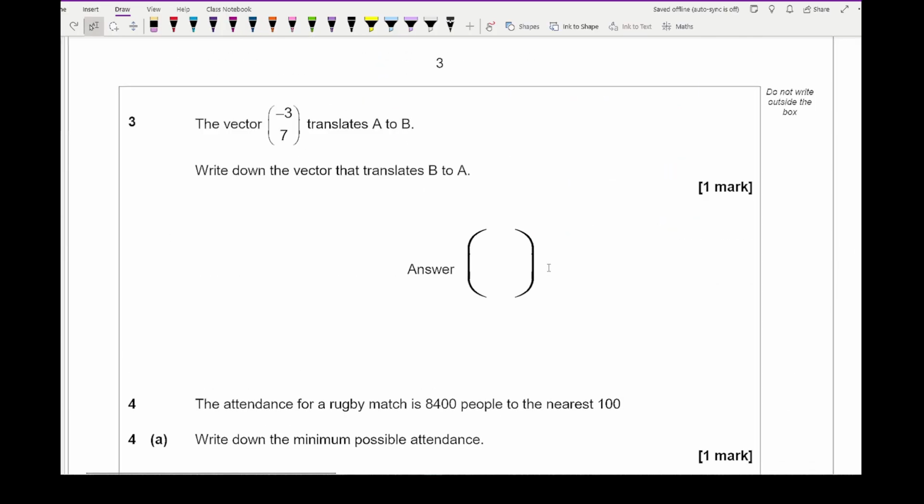So as long as your length is between those two lengths, that would be absolutely fine. Moving on to question 3, it says the vector minus 3, 7 translates A to B. Write down the vector that translates B to A. For the reverse vector, all we need to do is reverse the sign of the numbers. So minus 3 becomes positive 3 and positive 7 becomes minus 7.